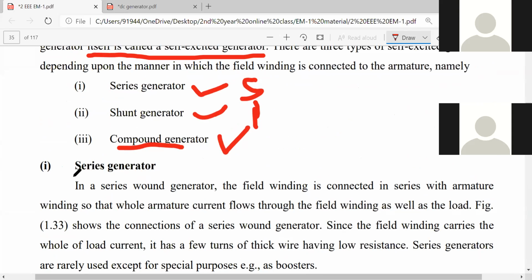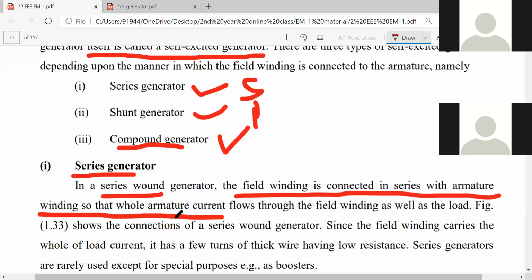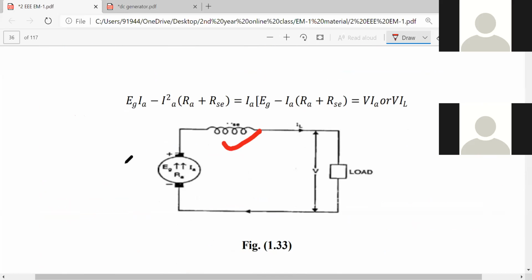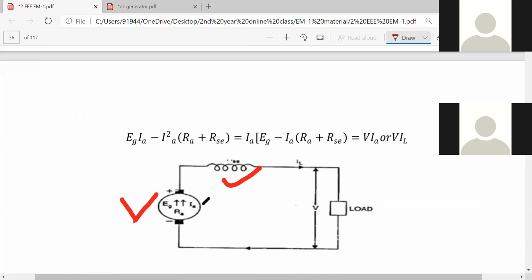First, the series generator is given here. In a series generator, the field winding is connected in series with the armature winding. See here, this is the field winding and this is the armature winding. Both are connected in series. That type of generator is called a series generator.